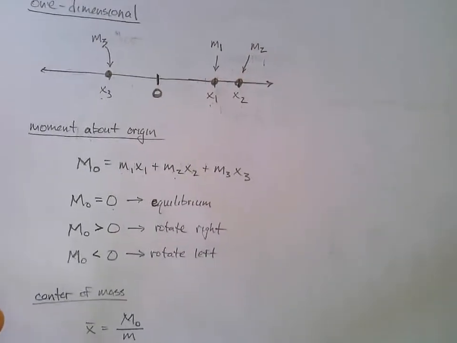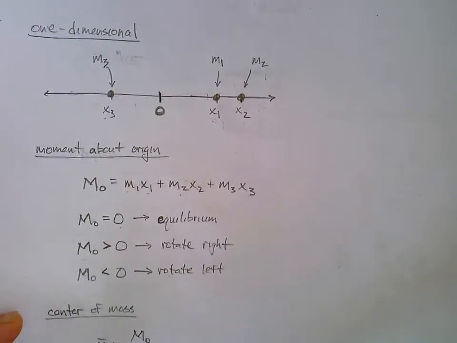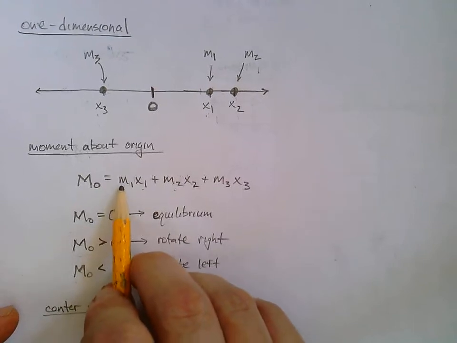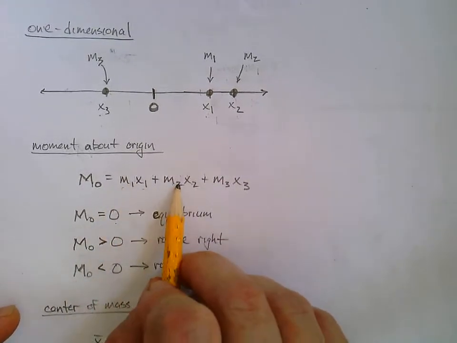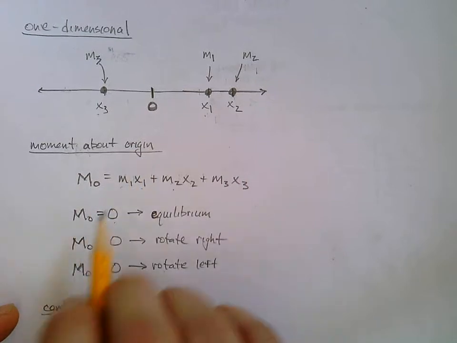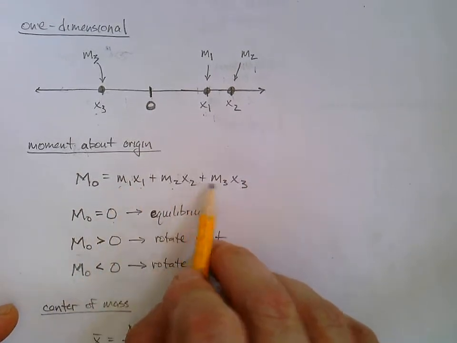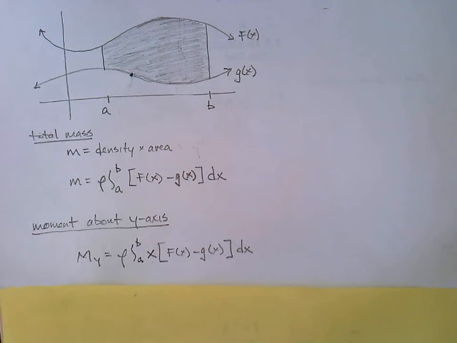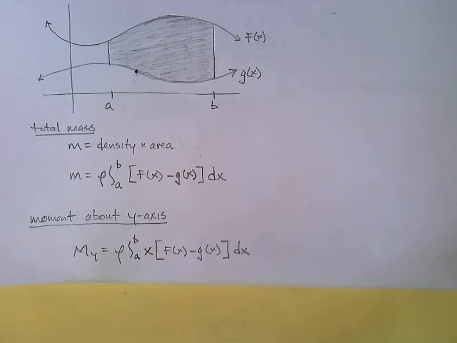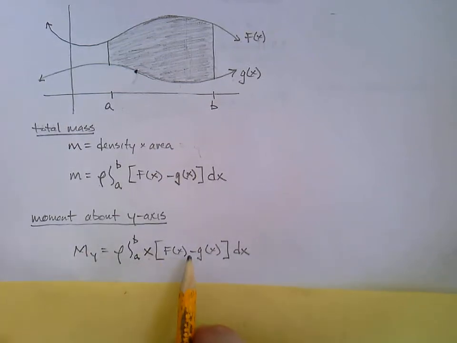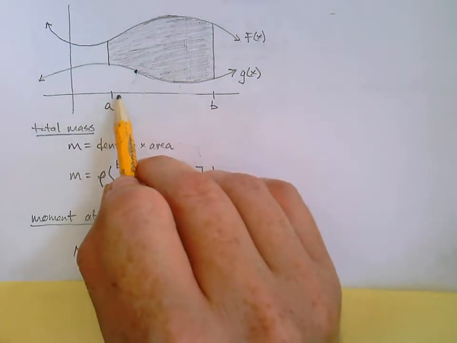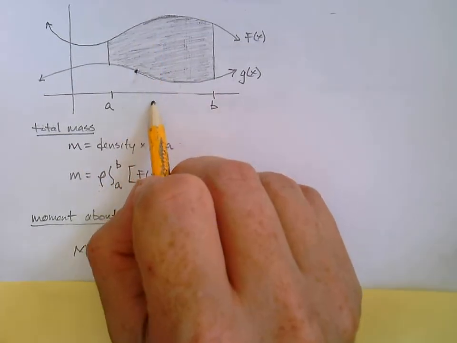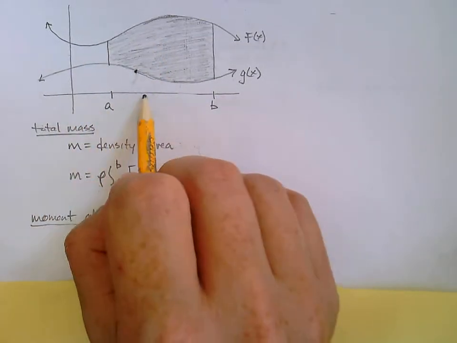So think about total mass versus moment about the origin. For the total mass, you would just add the masses, right? m1 plus m2 plus m3. To get the moment about the origin, multiply each of those masses by x, its distance. That's exactly what we are doing here when we multiply by x. So we're thinking, what is the mass at any given x value, and then we multiply that by its distance from the y-axis.